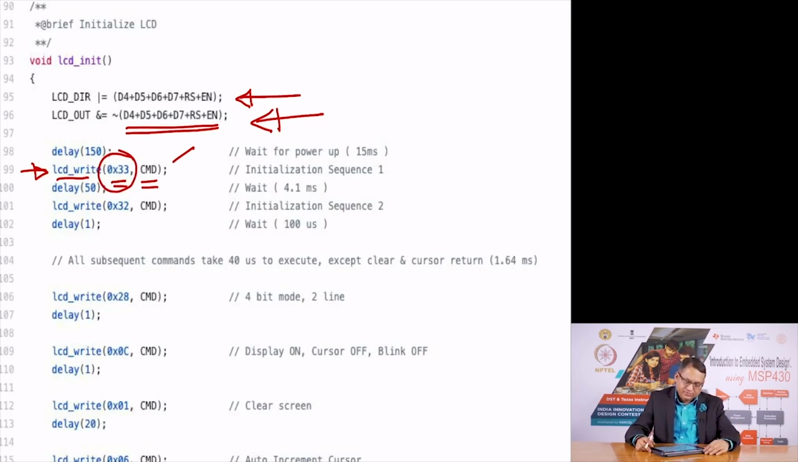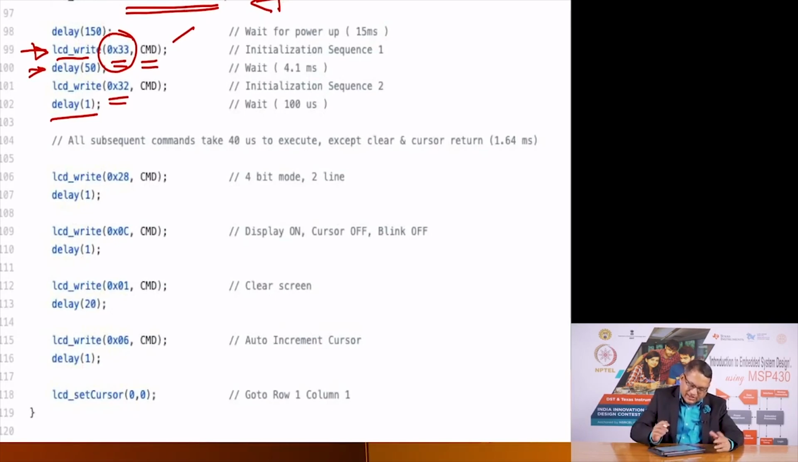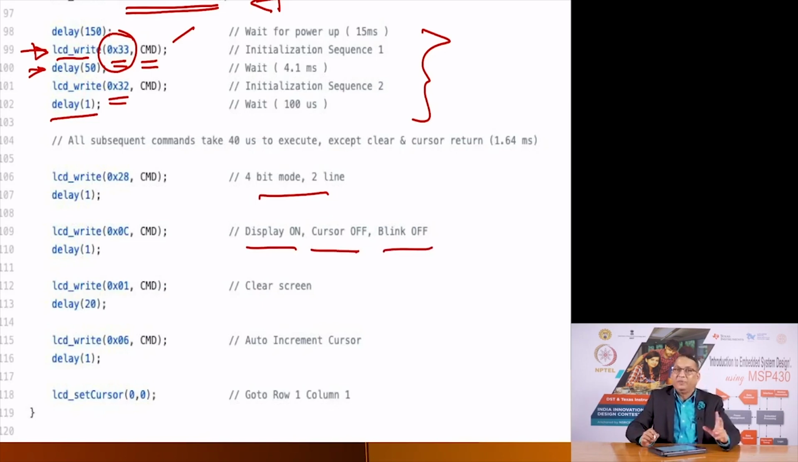as a command. Then you are delaying for some more time, and you are sending another command with the value 32. Then you are delaying for a lesser period of time. Now you are sending these 4 commands. Basically, as you can correlate with the commands that you can send to the LCD, this is allowing you to initialize the LCD in 4-bit mode with 2 lines. You want the cursor display to be on, you want the cursor to be off, and you want the cursor not to blink. And then you clear the screen using this command.